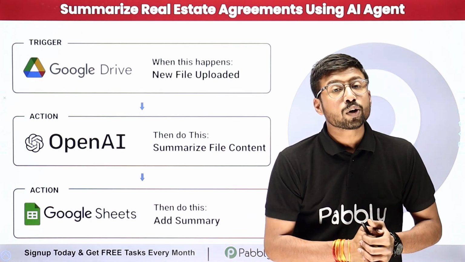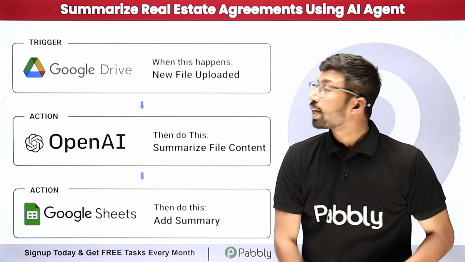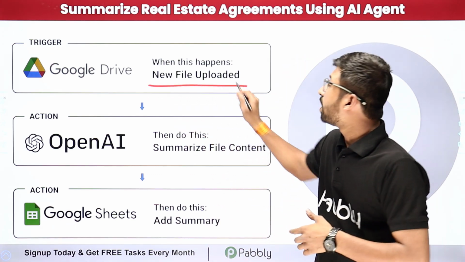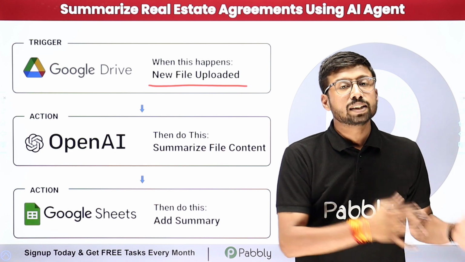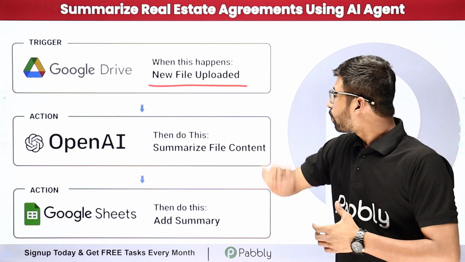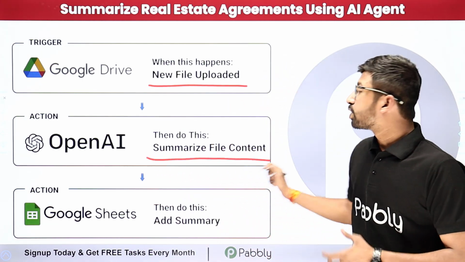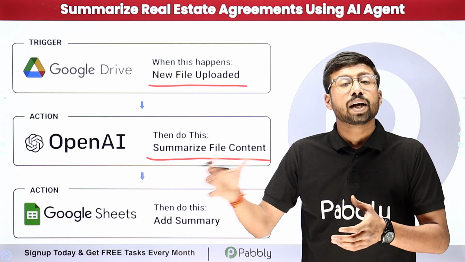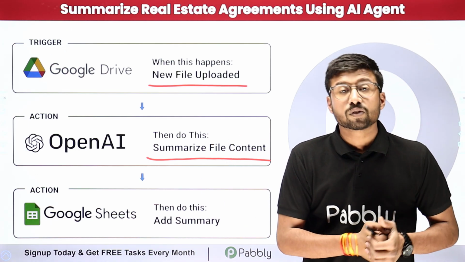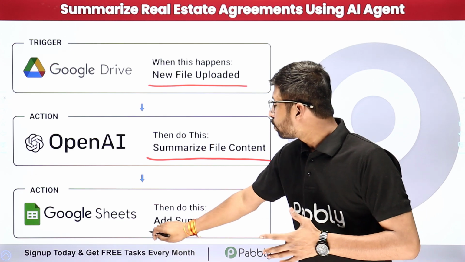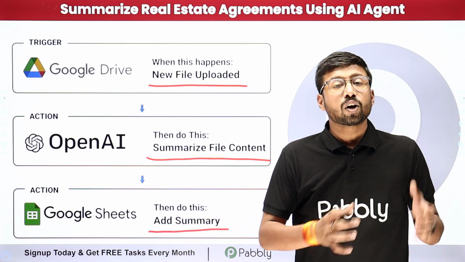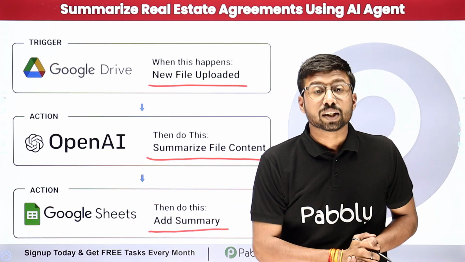So in this video, we are going to build an AI agent which is automatically going to get the files of the agreement from our Google Drive folder and send it to OpenAI. Using OpenAI, this AI agent is going to get the summary of the agreement or the contract, and after that, it is going to add the details of the file and the summary in your Google spreadsheet just to maintain a record of all the data and all the agreements.